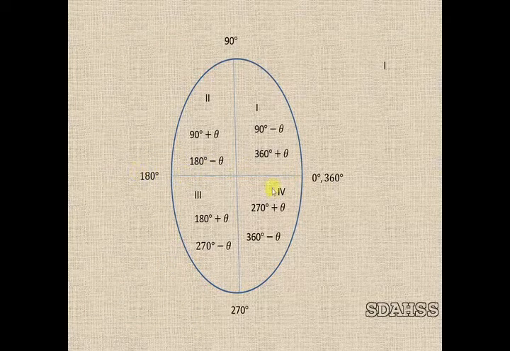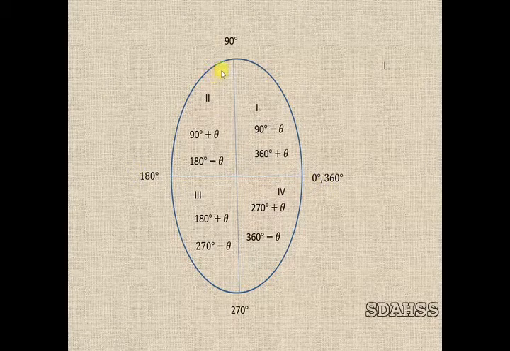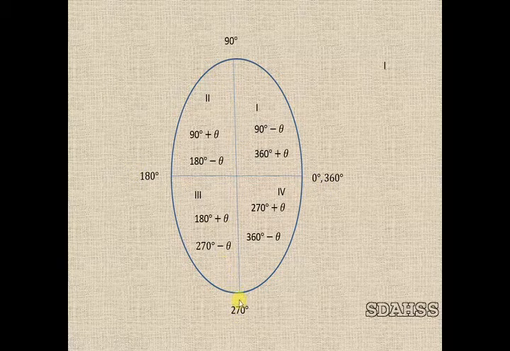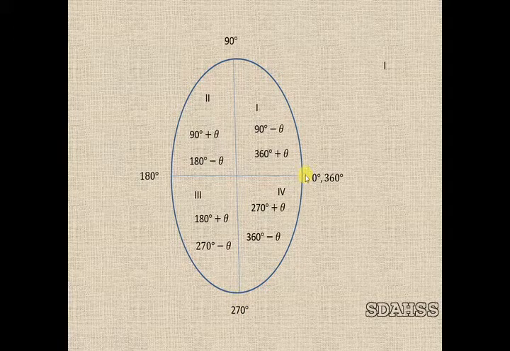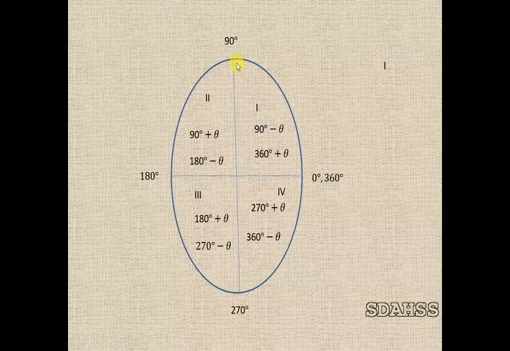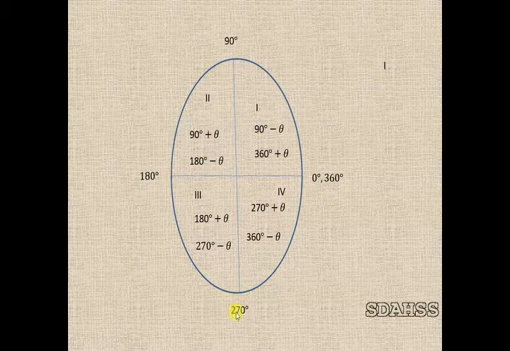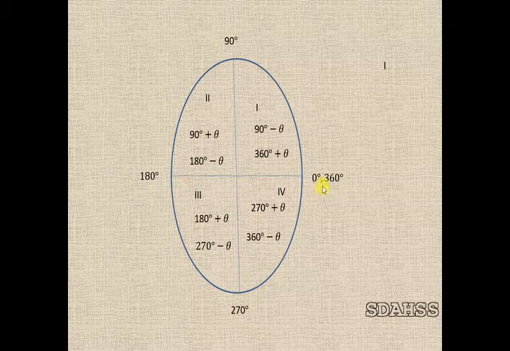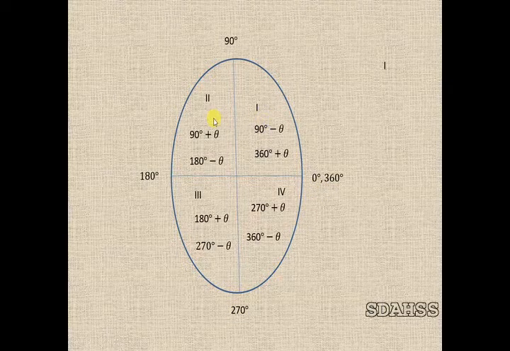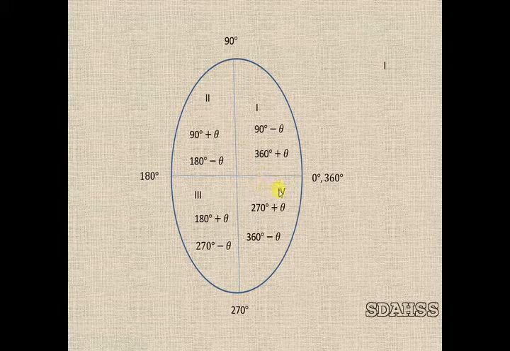The horizontal line we call the x-axis, and the vertical line we call the y-axis. This is 0 degree, 90, 180, 270 and 360. This is the first quadrant, second, third, fourth quadrant.